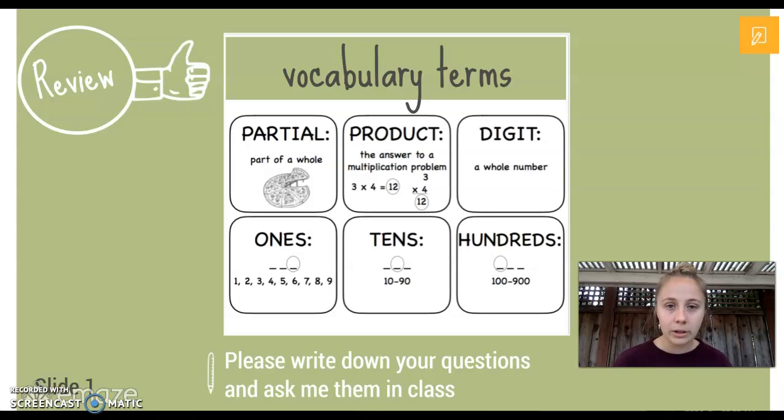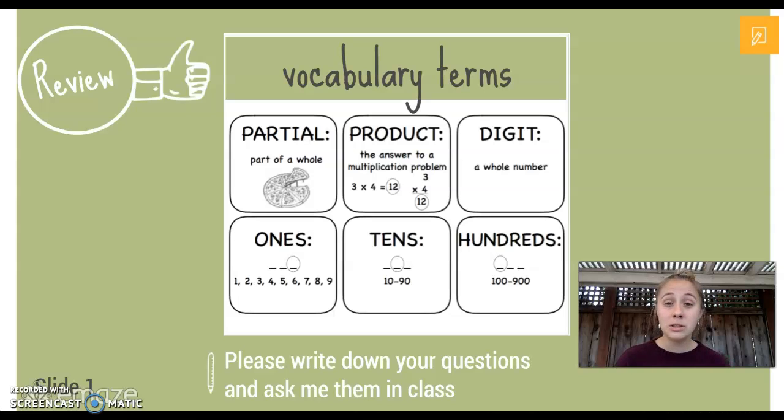Digit is any whole number, right? Ones, tens, and hundreds. Can anyone tell me what those are? Those are place values. Awesome. So ones is the first place value, and I gave you what the ones are: 1, 2, 3, 4, 5, 6, 7, 8, 9, and 0 can also be in the ones place, representing no ones. And then tens: 10, 20, 30, 40, 50, 60, 70, 80, 90. And then hundreds: 100, 200, 300, 400, 500, 600, 700, 800, 900, all of those in the hundreds.